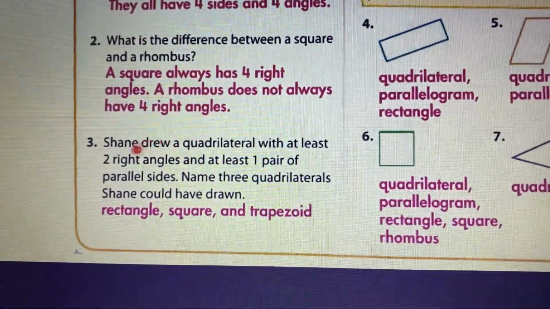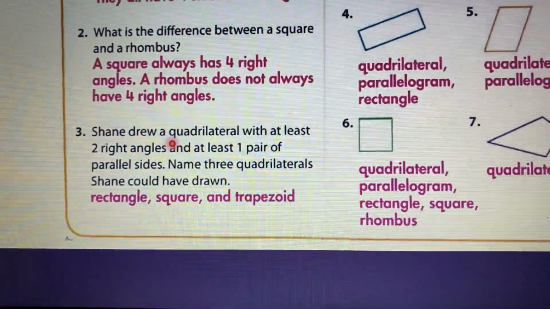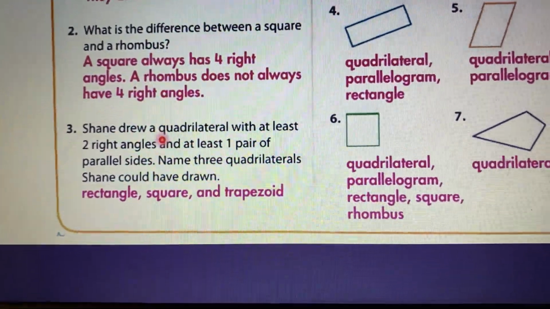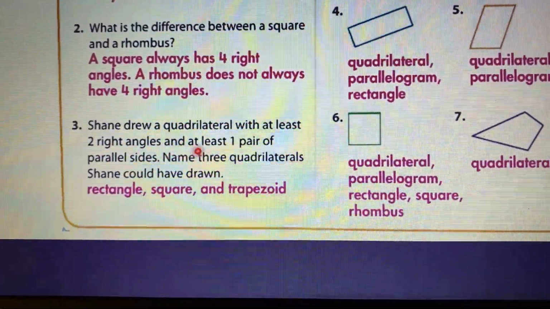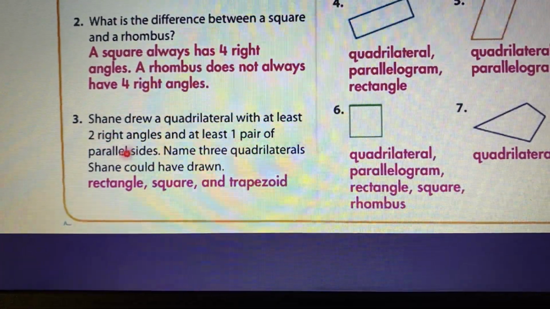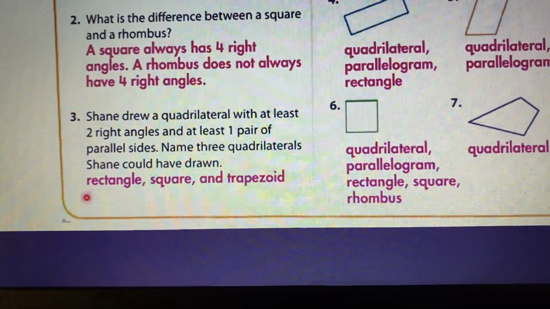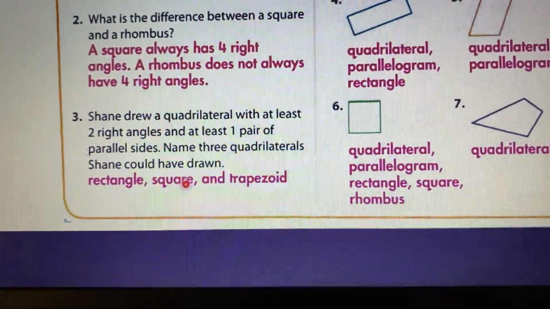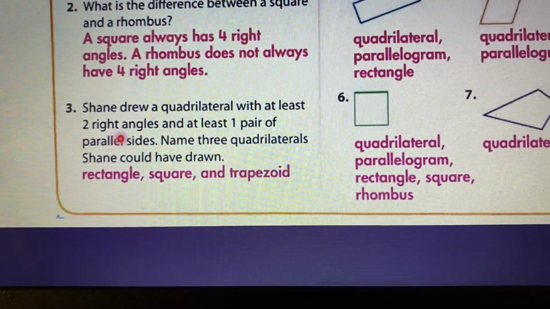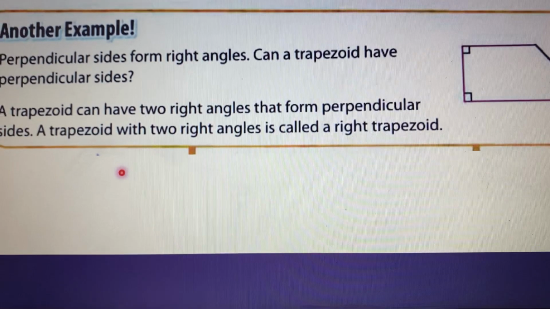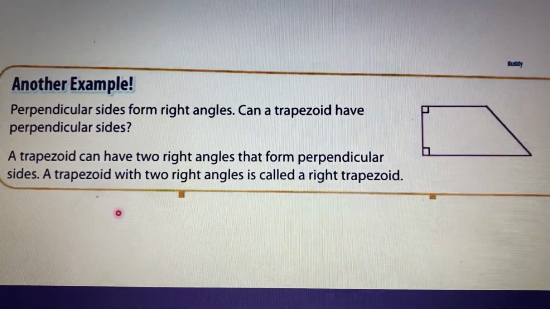Easy one. Question number 3. Shane drew a quadrilateral with at least two right angles and at least one pair of parallel sides. Name 3 quadrilaterals Shane could have drawn. So since we saw two right angles, it can be a rectangle. Let's go back. It can be what? Trapezoid, right? So trapezoid.